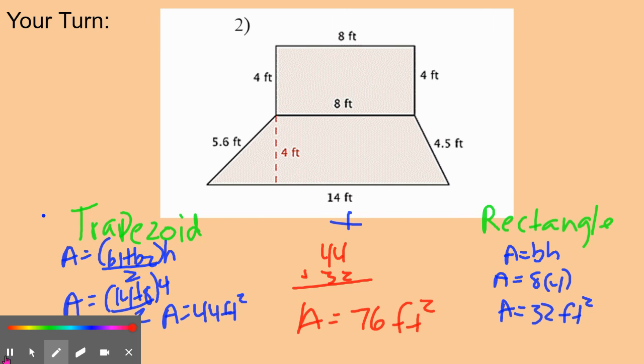All right, let's check your work with mine. So the area of the trapezoid is 44 feet squared. Area of the rectangle is 32 feet squared. When I add them together, I get 76 feet squared as my final answer. So if you're looking at this, we did not need the 5.6 or the 4.5.